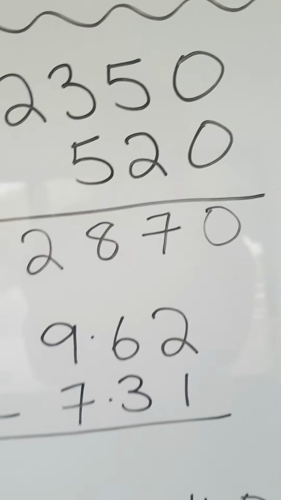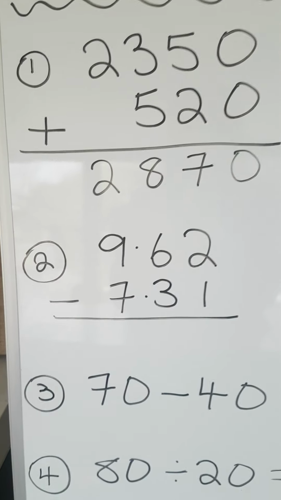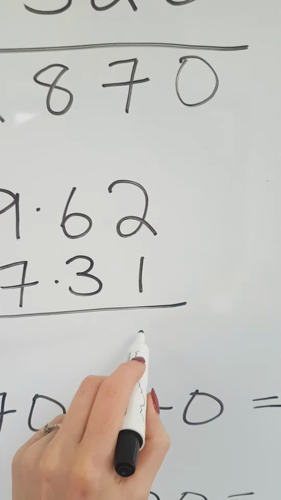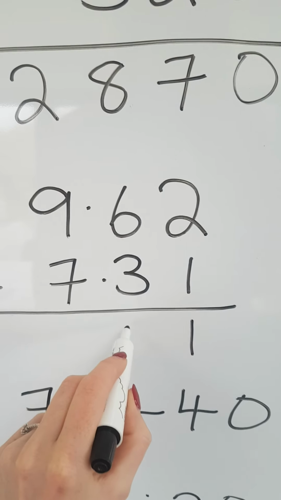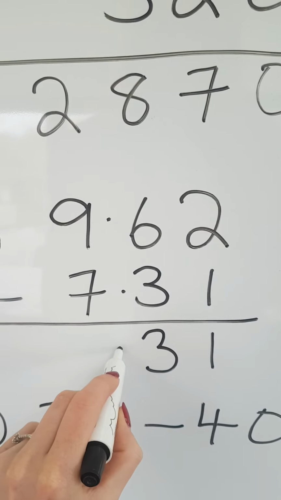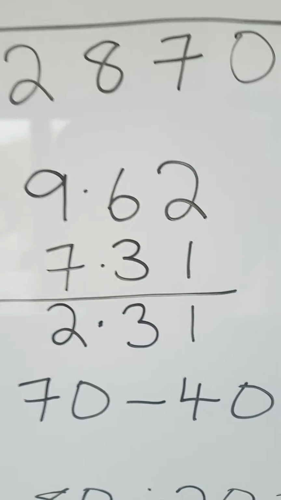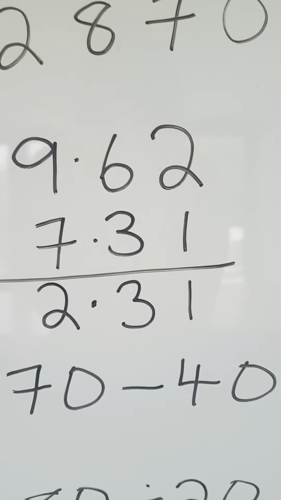Question 2 says 9.62 minus 7.31. So I've done it out here now, and I'm going to take away. 2 take away 1 is 1. 6 take away 3 is 3. Don't forget to bring down your decimal point. And 9 take away 7 is 2. So the answer for question 2 is 2.31.